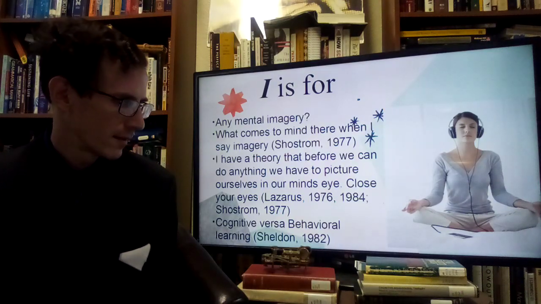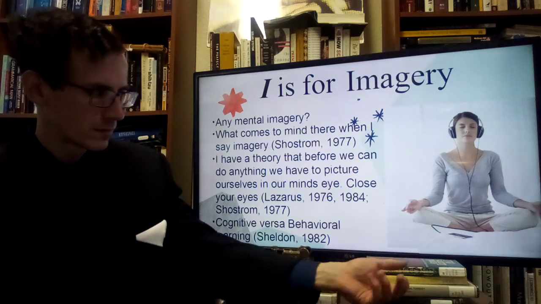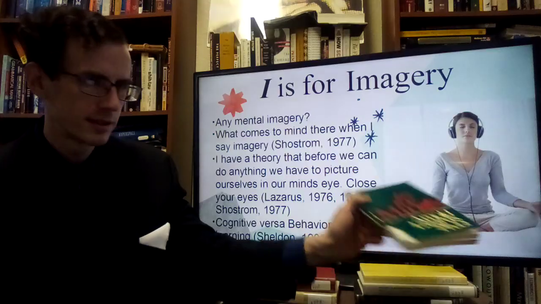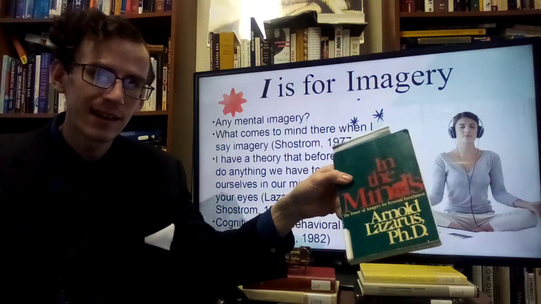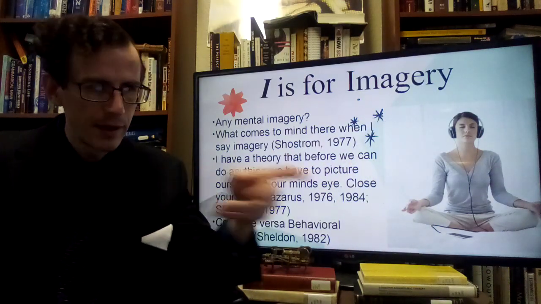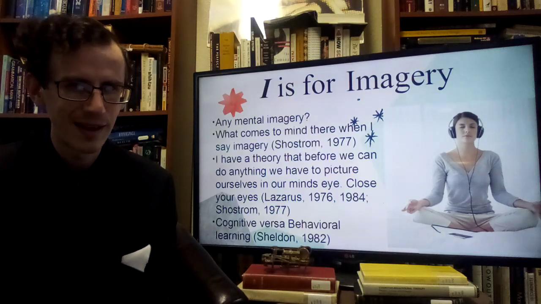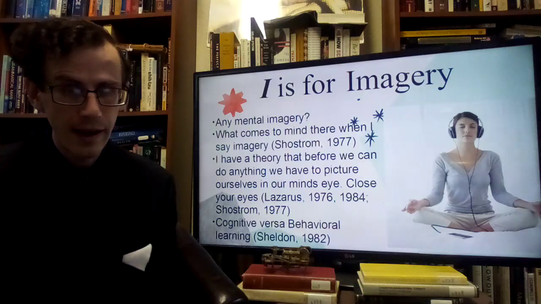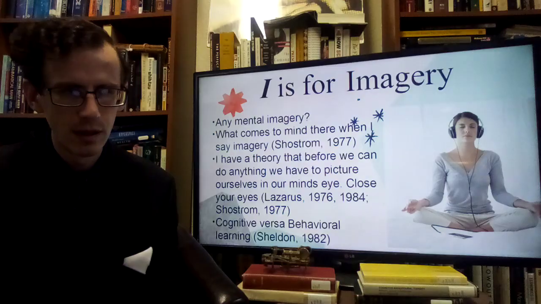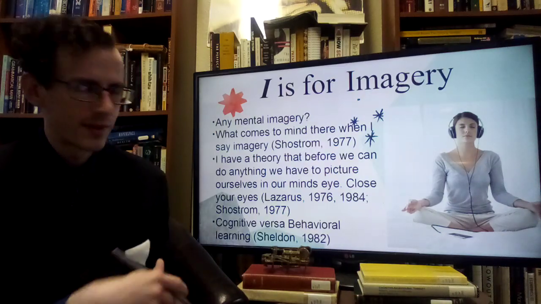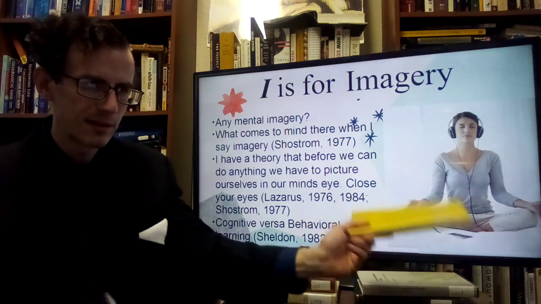Now here is kind of Lazarus. This is his baby here. I is for imagery, and here's one of his classics. This is the mind's eye. Whenever anybody came in, he'd say, all right, now I is for imagery. What's the first thing that comes to your mind? And then usually with that object, or maybe it was something from one of the other modalities, he would have them close their eyes and imagine.